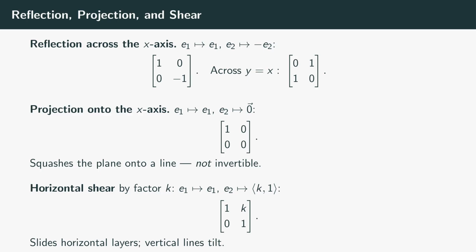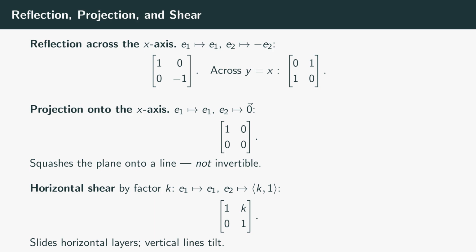Projection. To project the plane onto the x-axis, keep the first basis vector but crush the second one all the way down to the 0 vector. Its shadow on the x-axis is nothing. The resulting matrix has a 1 and then a 0 on the diagonal. Projection flattens the whole plane onto a line, so it throws information away and cannot be undone. It is not invertible.